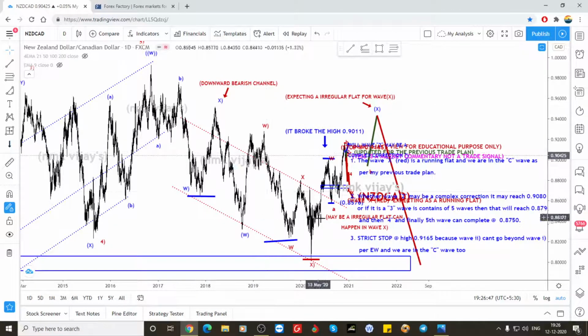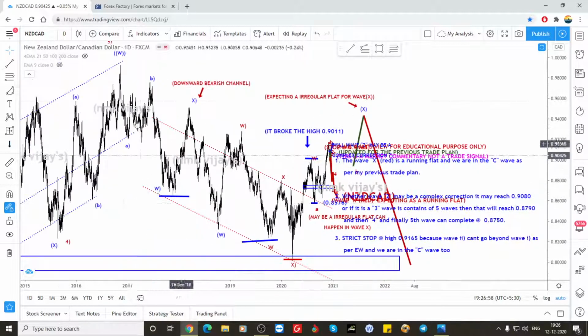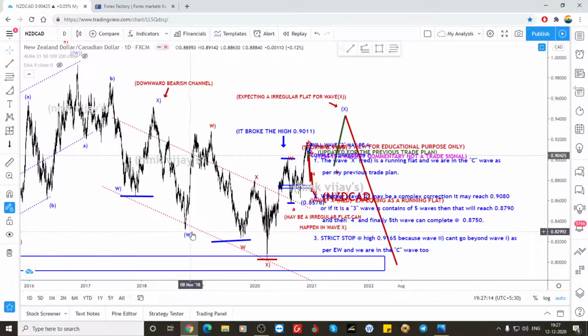In that case, that could be an irregular flat of wave X as an expanded flat, and then again there will be a big drop here. So that we will see later. So this is my bias. See, ABC is a W, and I took this as a connecting wave X. In previous, I took this as an X, that is another. So we don't want to get into that, because now what we are seeing is W, X, Y here, and this is an impulsive wave now.